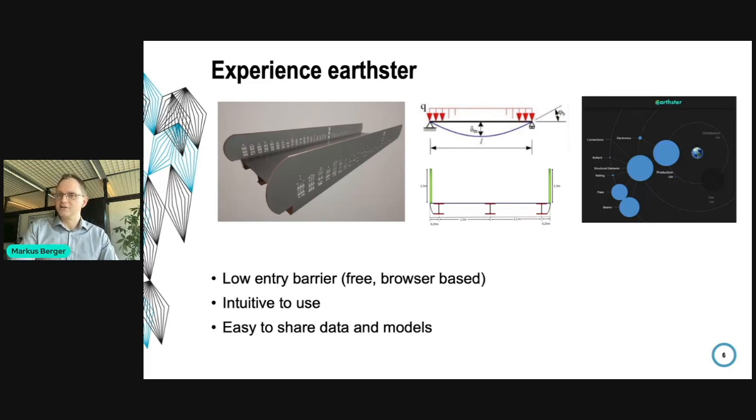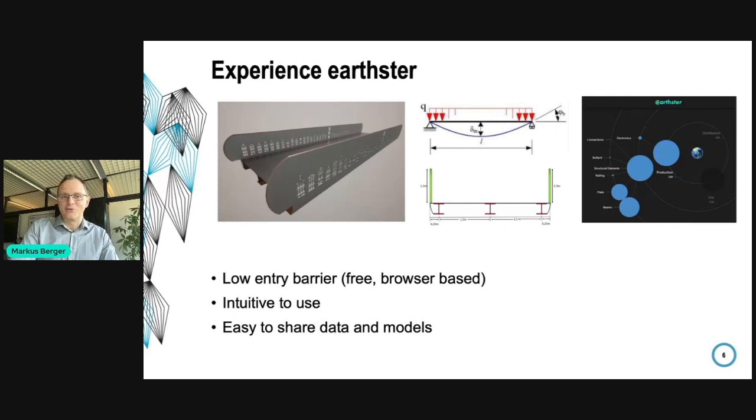This is the low entry barrier. You don't have to install something, you don't have to pay access fees, etc. Browser-based software was really very useful. Also that it's intuitive to use, especially if you have, in this case, bachelor students. So it's very intuitive for search, etc.